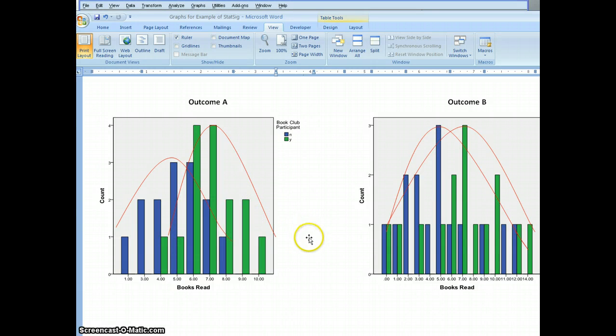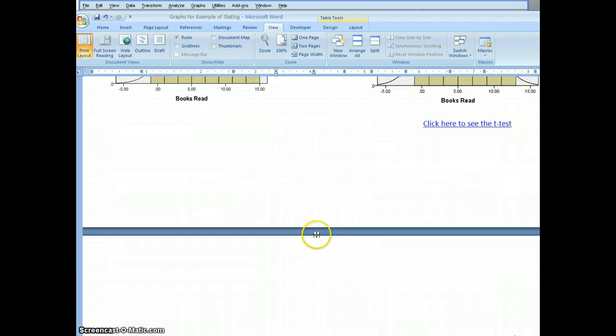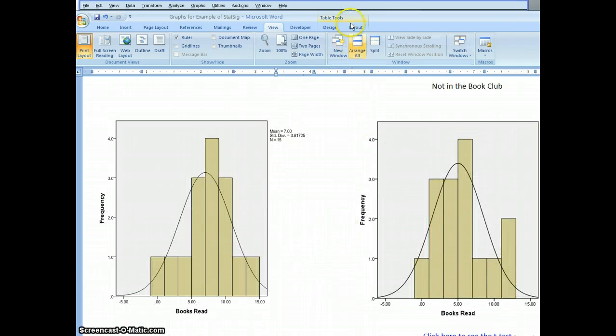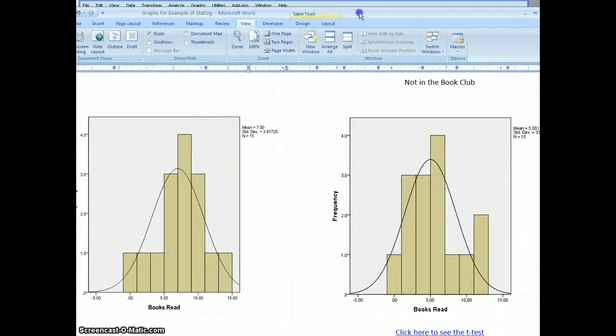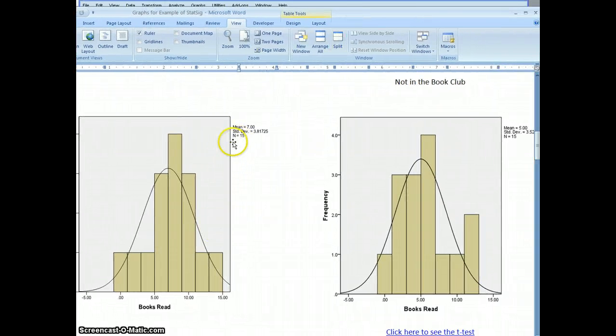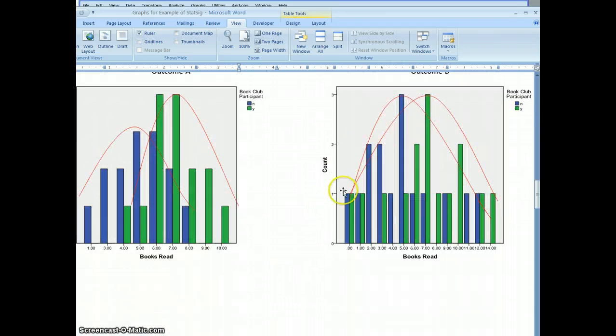Now, in outcome B, this is what outcome B looks like. Again, the mean was 7 for those in the book club, and the mean was 5 for those not in the book club. If you were to just look at this, you'd think, well, 5 and 7 aren't that far apart. The reason there's not a significant difference is, look at the standard deviation. They're much more spread out, and what happens is it creates a lot of overlap.